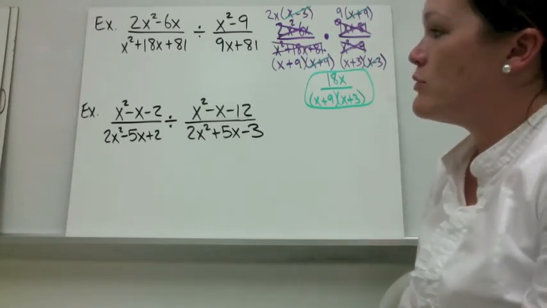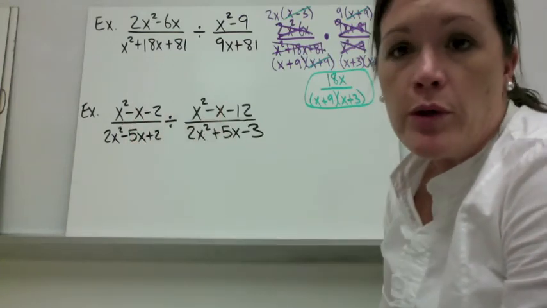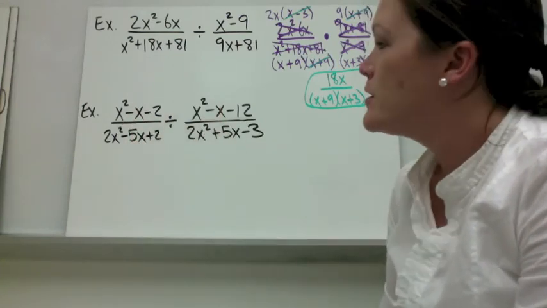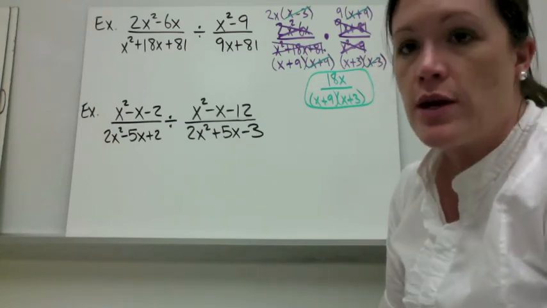So let's look at example 4. We have 4 trinomials we're working with. So there's a little bit of factoring involved there. So just take your time and make sure you factor carefully so that you'll get the right answer.